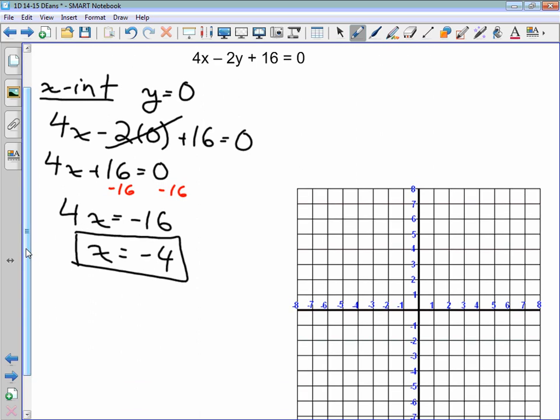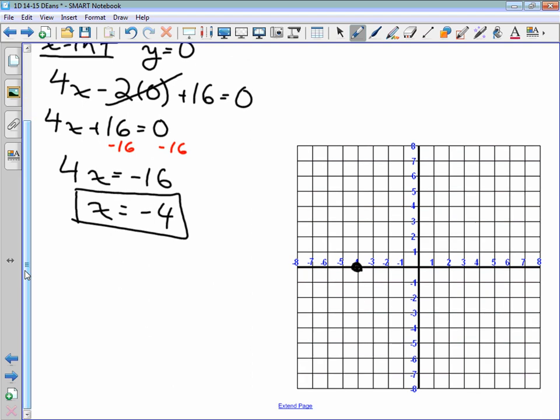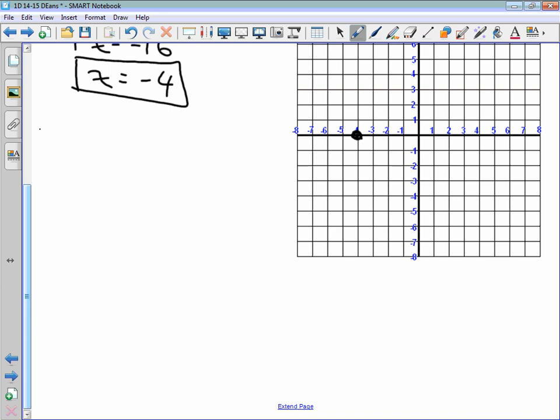So I might plot that point on the graph right away. I go on my x-axis, I find negative 4. And there's my x-intercept. Okay. Now, I guess I'll come down here a little bit, and we will do our y-intercept here.